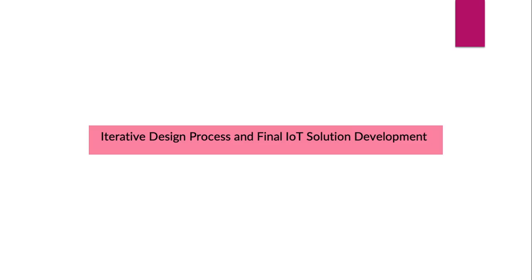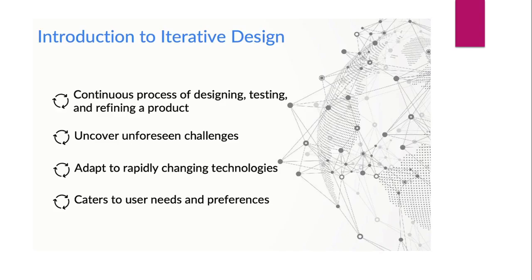So the final step is the interactive design process and final IoT solution development. Interactive design means a continuous process of designing, testing, and refining a product, and uncovering unforeseen changes. For example, when I am placing anything, you have to predict the things beforehand. Adapt to rapidly changing technologies. For example, I am placing Arduino. In Arduino there is no Wi-Fi module, but it can support a Wi-Fi module with the Arduino Uno. So that is called rapidly changing technologies.